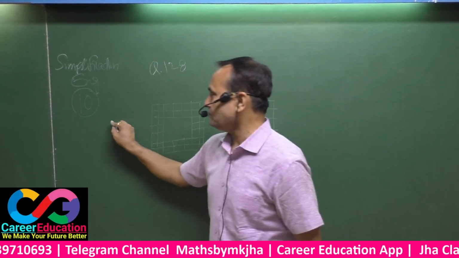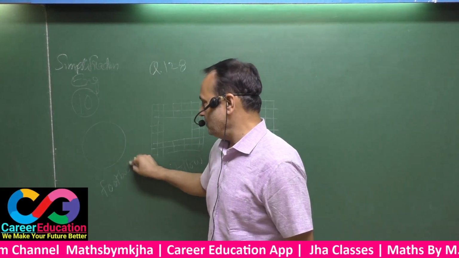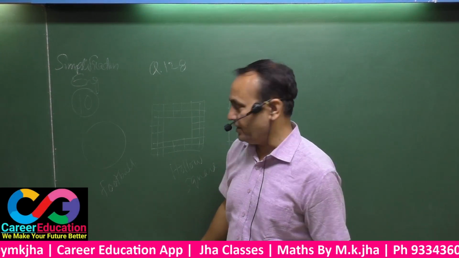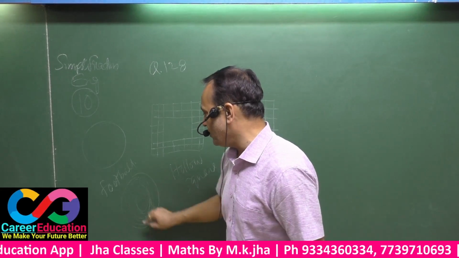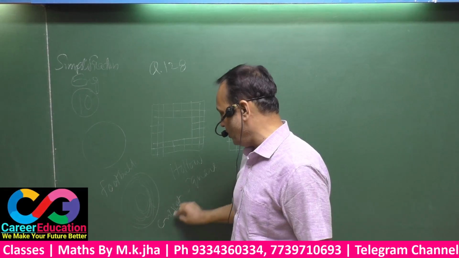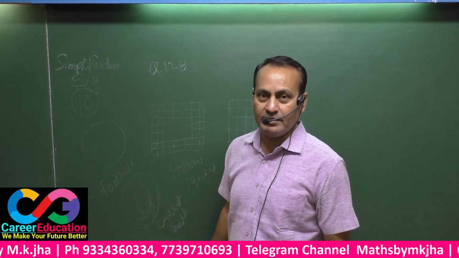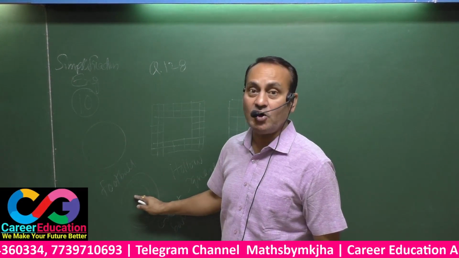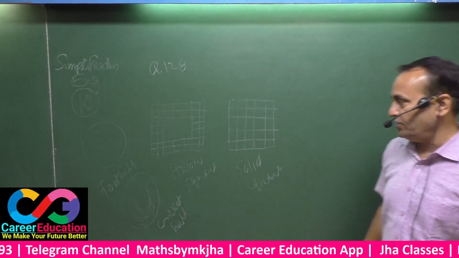See here, a football is a hollow sphere. But see here, if this is like this, certainly this is a cricket ball. A cricket ball is a solid sphere. A football is a hollow sphere, and a cricket ball is a solid sphere. Similarly, this is a hollow square, this is a solid square.